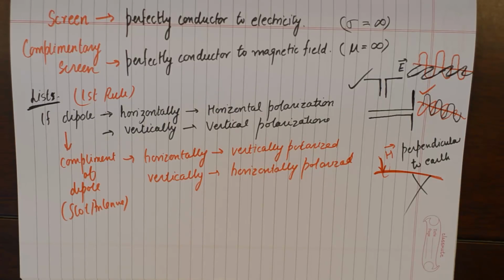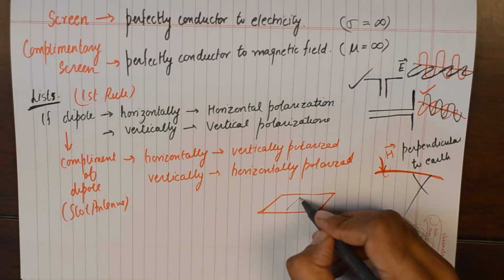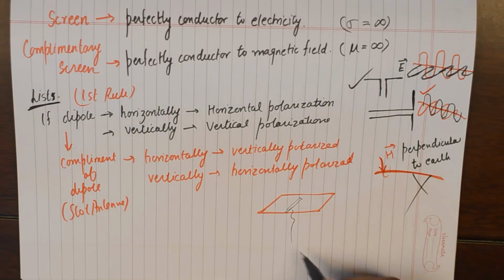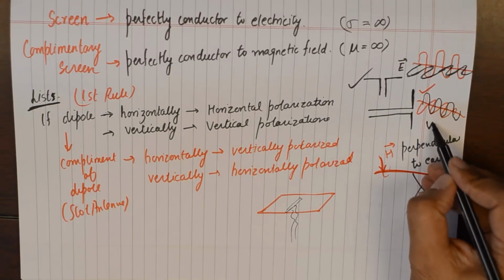And the best solution is offered by the slot antenna, because if we place a slot antenna horizontally, I'll try to represent it, and if we make a slot and if we feed the slot through some coaxial cable, now this slot antenna is placed horizontally. This does not have to face a lot of winds, so this is going to send vertically polarized signals.